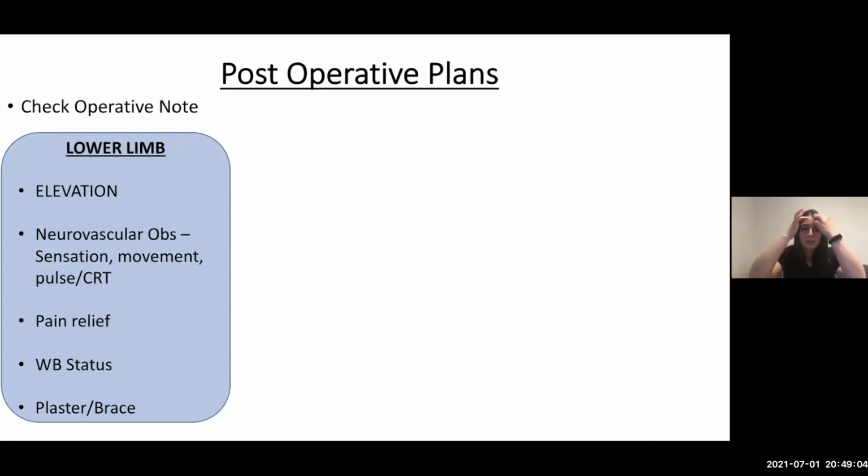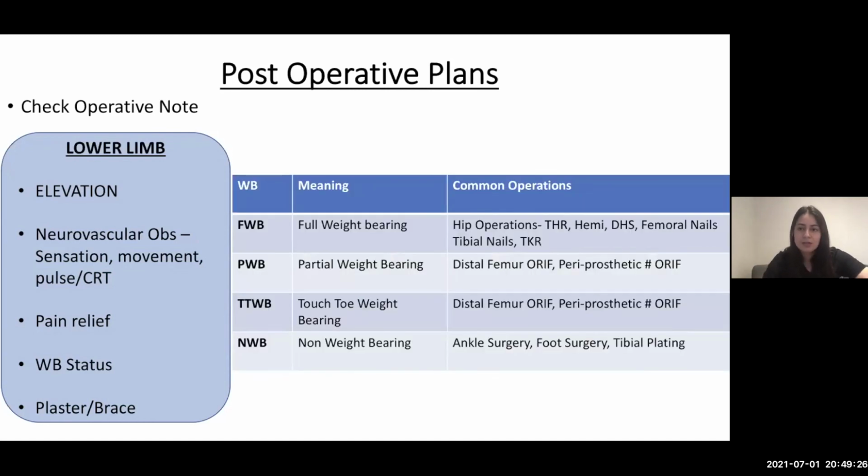And again, the reason we're worried about elevation with lower limb operations is because they have plaster on, and if things get too swollen, it interferes with the nerves, and it can also cause compartment syndrome. Neurovascular obs, again, feeling if they can feel you touching their toes, can they move their toes, and are their toes warm? Pain relief for everybody, weight bearing status. This is a common aspect of orthopedic surgery.